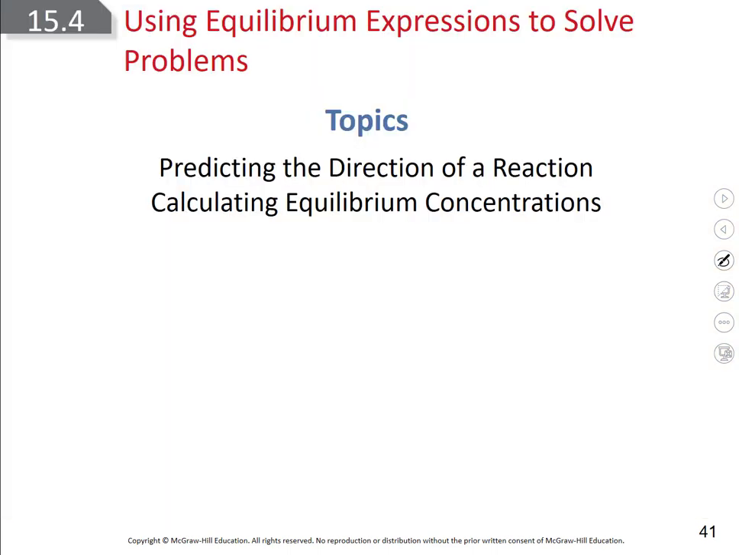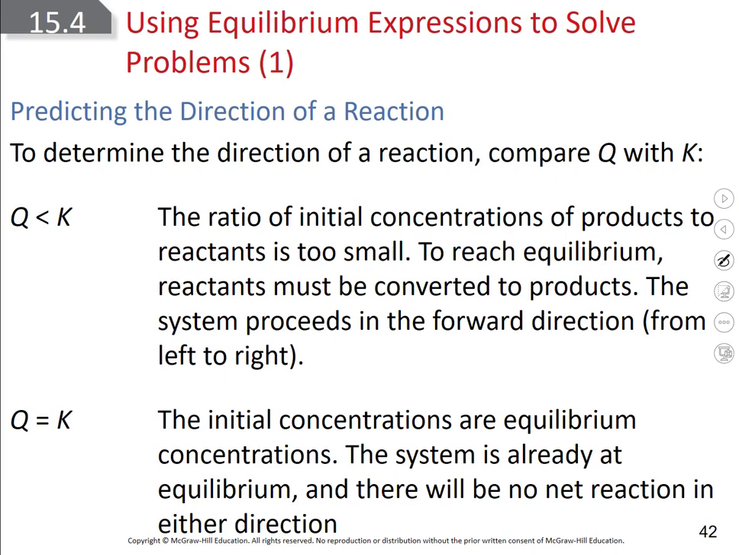So next we're going to compare what Q versus K can tell us to see whether or not a reaction is going to proceed forward, backwards, or whether or not you're already at equilibrium. So we already said earlier the reaction quotient Q, which is calculated in the same way that K is, the same expression, just you don't have to be at equilibrium. But if you are at equilibrium, it's the same as K.